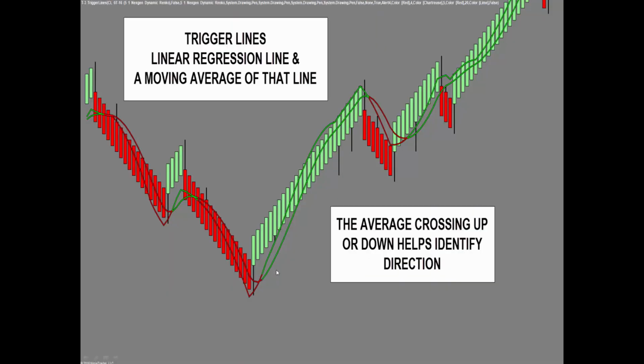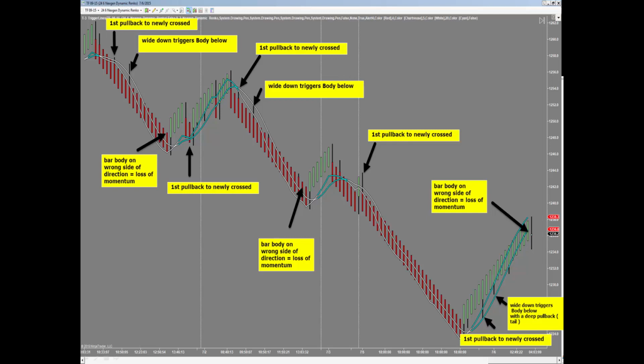Again, there's two pieces that make up a trigger line. We have our linear regression line, which is always the fastest or the lowest line when they're going down, or the fastest line when they're going up. And we have a moving average of that linear regression line. Essentially this gives us the ability to see whether they're crossed up or crossed down, helping us to identify direction.